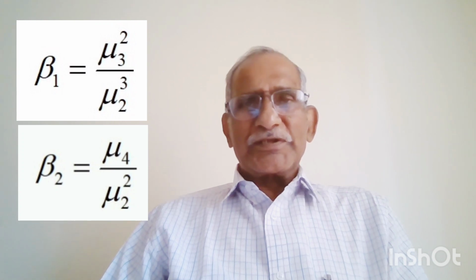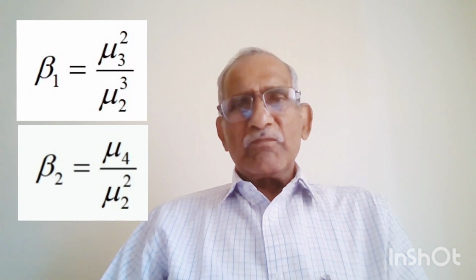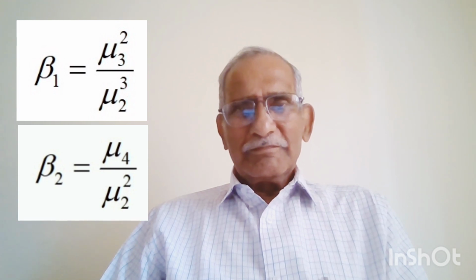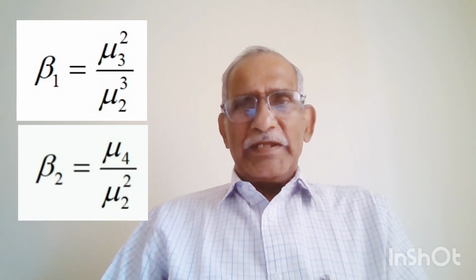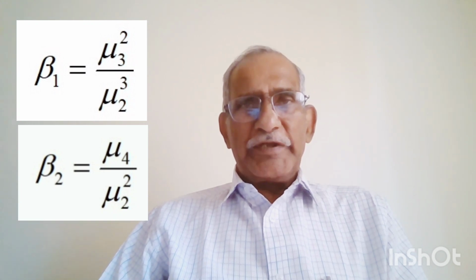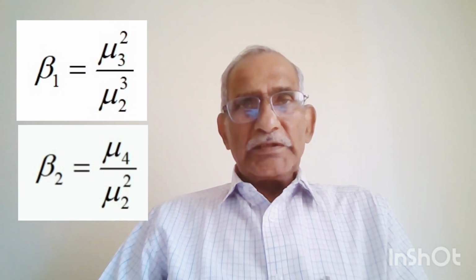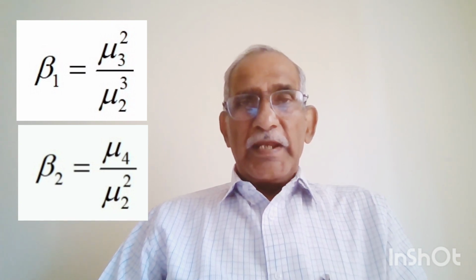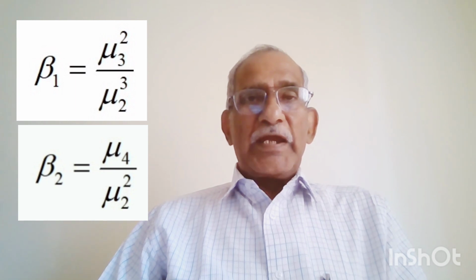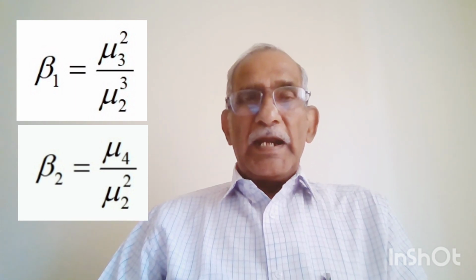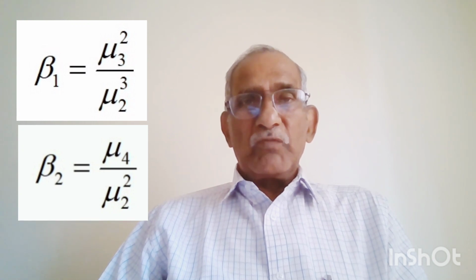These two coefficients are some functions of central moments. Beta 1 is defined as the ratio of the square of the third central moment and the cube of the second central moment. Whereas beta 2 is defined as the ratio of the fourth central moment and the square of the second central moment.